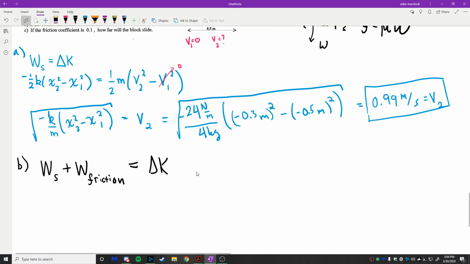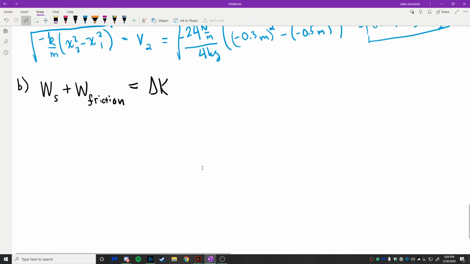So let's write down the work done by the spring again. I've got to scroll down just a little bit because I don't want to write on the edge of the pad. The work done by the spring is again going to be negative 1/2 k times x2 squared minus x1 squared. And then to this we have to add the work done by friction, which is the size of the friction force multiplied by the displacement, we'll just call it delta x.